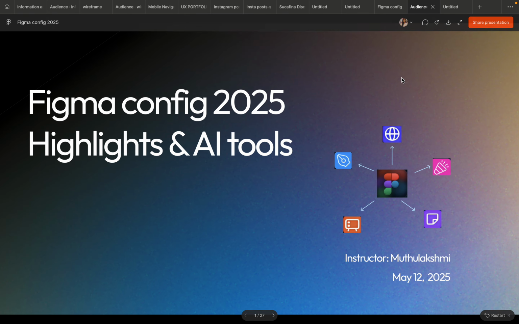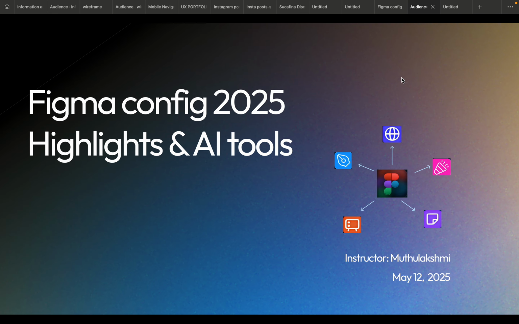Now, in today's class, we'll first discuss the AI-related Config that happened recently, and about that, what are the new features that have been launched in Figma? Are you guys aware of the Config 2025 that happened? Did you guys have a chance to watch the 2025 Figma Config conference?